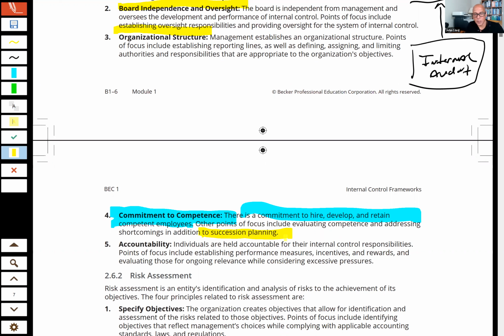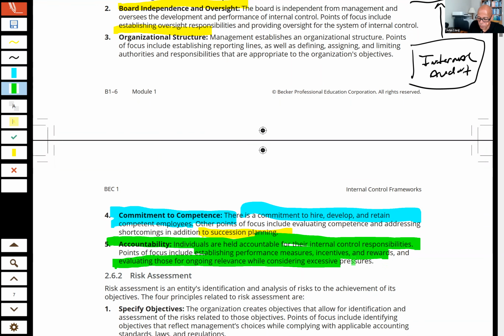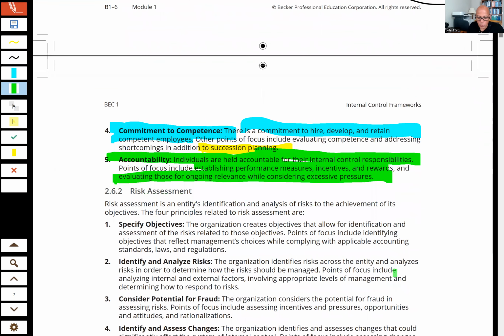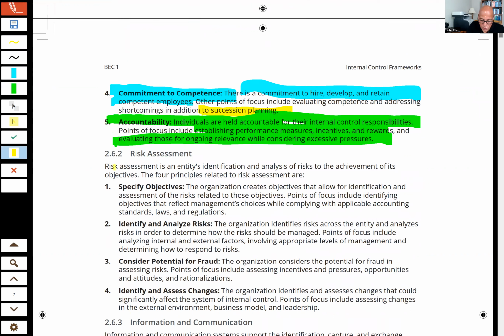This is something that companies probably fall down on a lot. They've got the staff in place, but nobody works for a place forever. My dad used to tell me, no job lasts forever, John. So there will always be some level of turnover, and there needs to be succession planning associated with that. Now, accountability: individuals are to be held accountable. We saw that, hold individuals responsible for their internal control responsibilities, in the flashcard I showed you. So we will establish performance measures, incentives, and rewards, and evaluate those for ongoing relevance with whatever we are requiring of them in the process. Okay, good. That is the requirements there for the control environment.